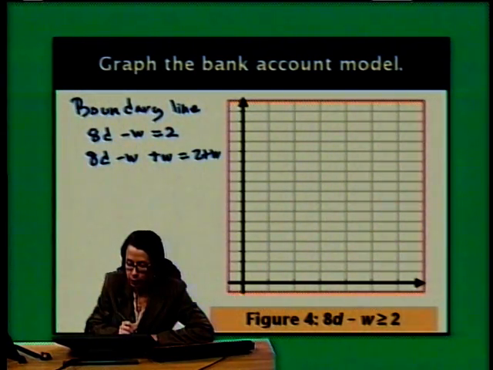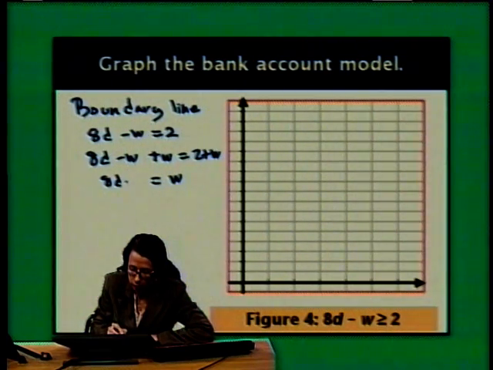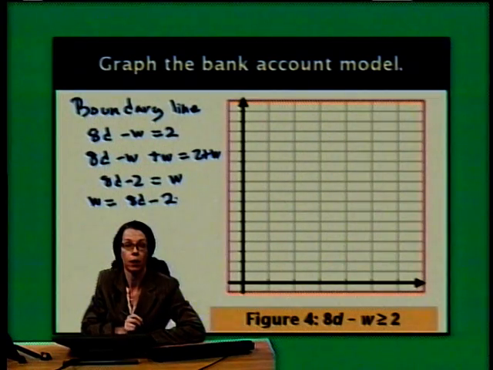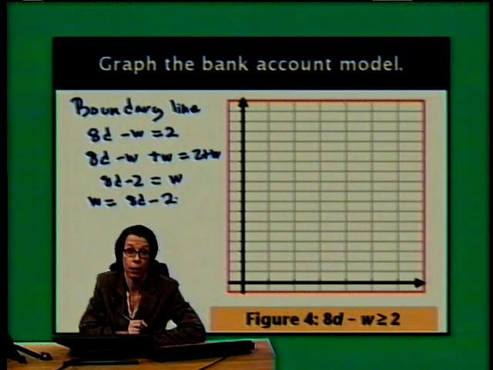And then I'm going to subtract 2 from both sides of the equation. So I have, as my boundary line, W equals 8D minus 2. Now, since in this problem I'm talking about number of deposits and number of withdrawals, I just chose a coordinate system where I'm showing predominantly the first quadrant. The number of deposits and the number of withdrawals should be positive.